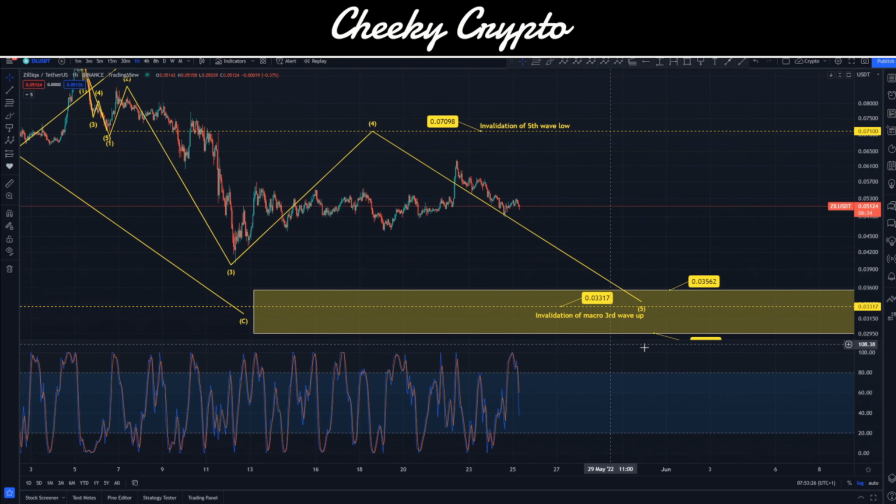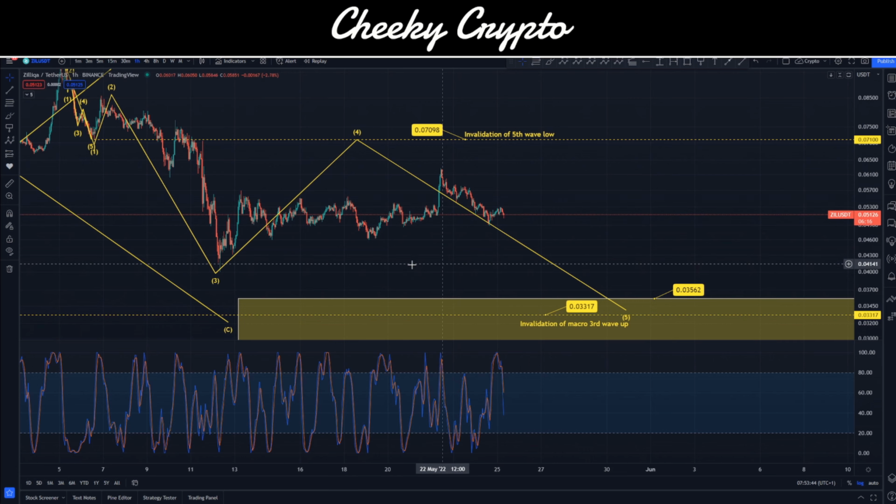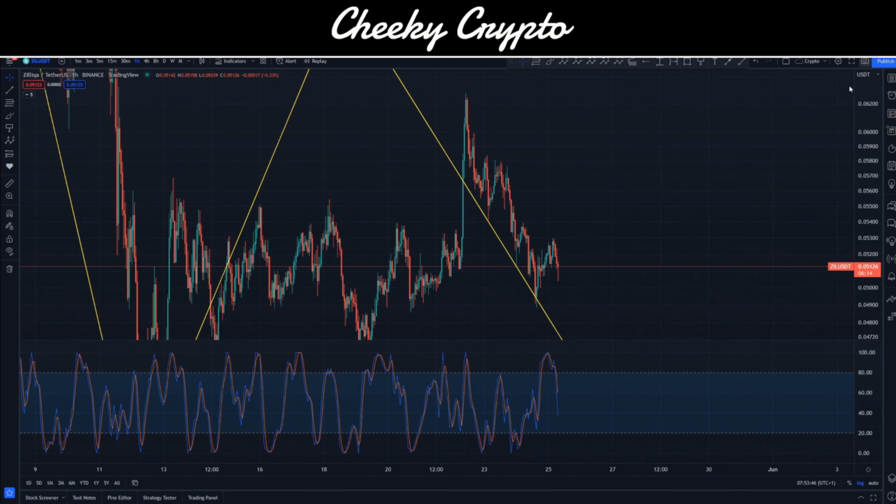I'm concerned at this point. I will say I'm concerned that it's potentially going to drop down lower, and that would invalidate the structure on the daily chart, and I wouldn't want that because that has some really cool projections associated with it, so some good levels for Zilliqa in that regard. But let's talk about this recent move over here. Let's see what's going on, right?